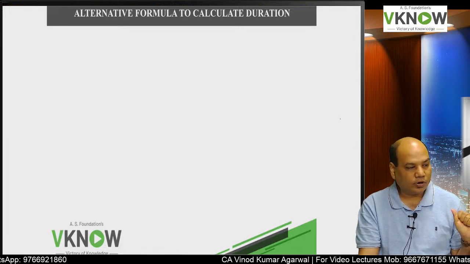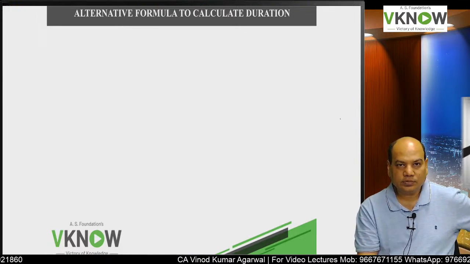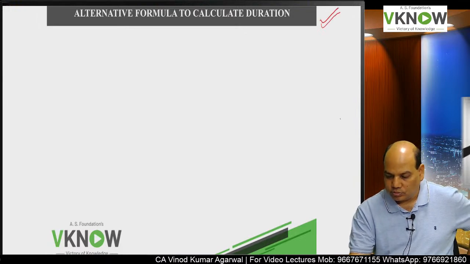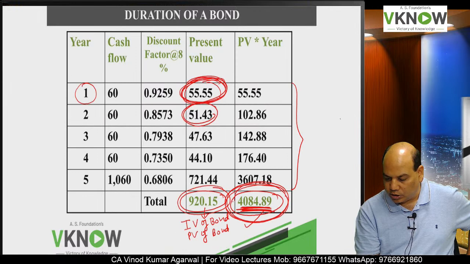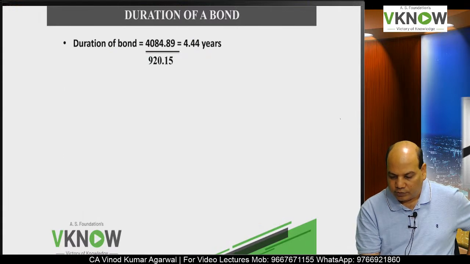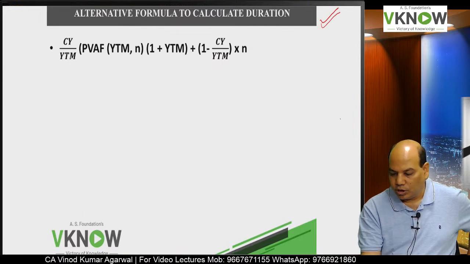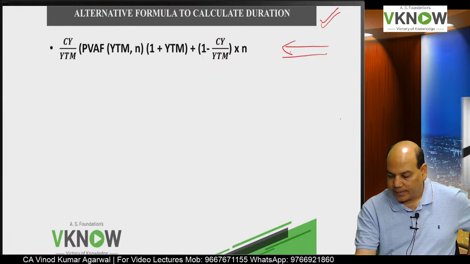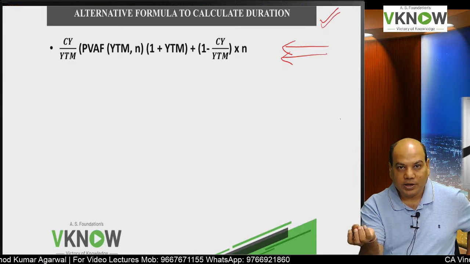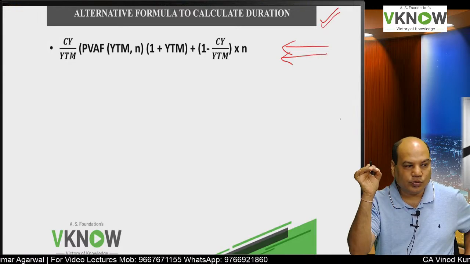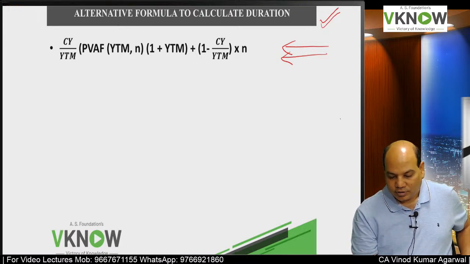Just above question number 42, there is one alternative formula to calculate duration. This is one formula, summation of PV into year divided by summation of PV. That will require the use of this table. There is one more formula. If you can remember this formula and learn its application, you can use this also. This will be little faster, but then it will consume some megabyte of your memory. So invest in this formula.